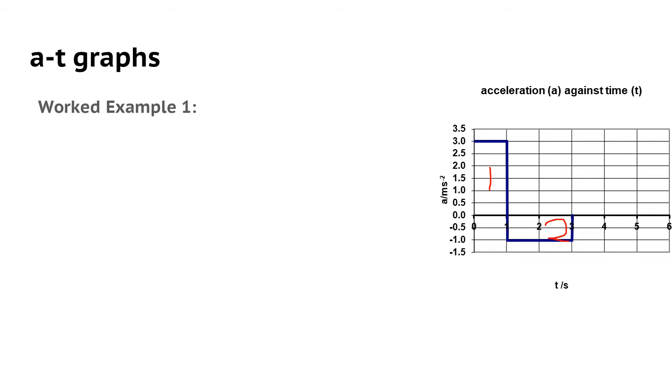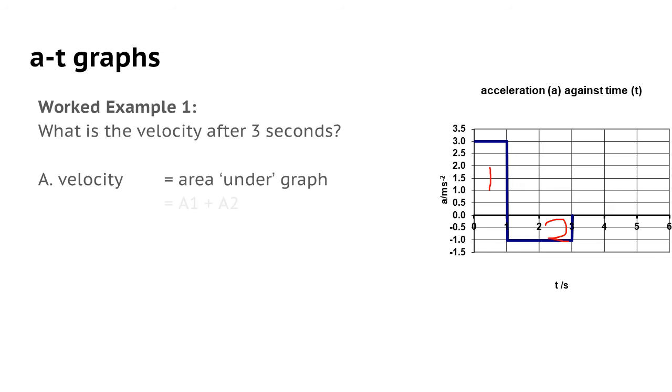So here's a worked example that might help you understand it a little bit better. We're trying to find out the velocity after 3 seconds here. Now the velocity is the area under the graph. And there are 2 areas here. The good news is they tend to be quite simple areas because they're all horizontal lines, they're always rectangles. So we've got area 1 here, and we have area 2 over here.